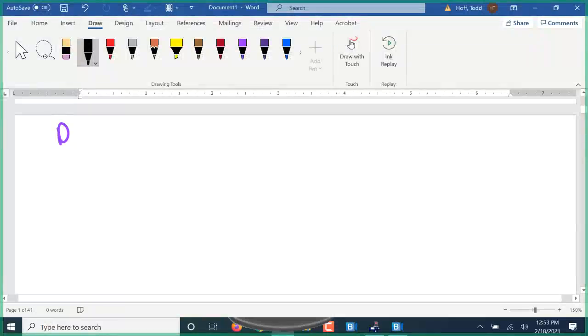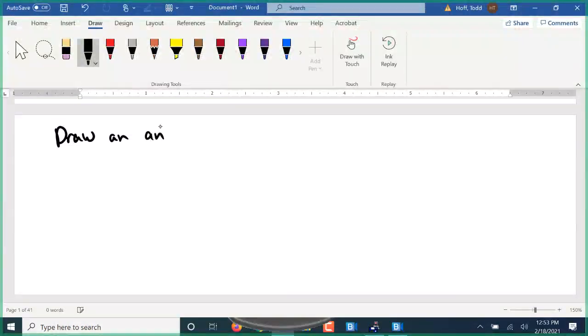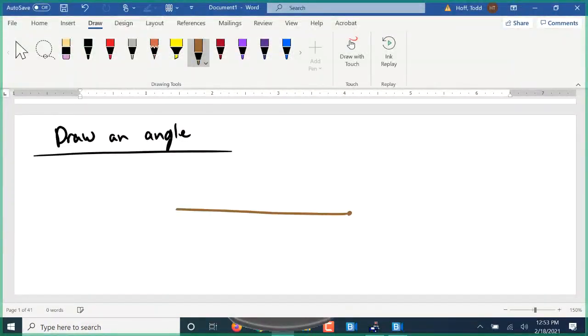The other thing we need to be able to do is we need to be able to use the protractor to draw an angle. To do that, we start out by drawing the first side of the angle and designating which end of that is going to be our vertex. Let's say the vertex is going to be at that red dot. So now I'm going to take my protractor and set it on that line.